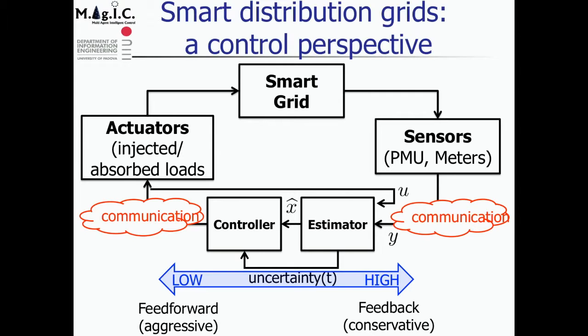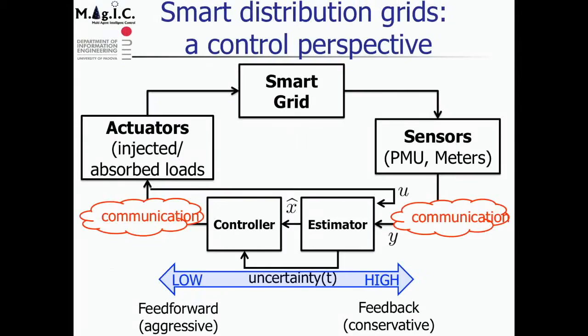So you want to design a system that, when your uncertainty is small, can use feed-forward controls, to be very aggressive and really go after performance. But when you have high uncertainty, then you need to be very careful, back up, and use feedback to be more conservative and look at stability rather than performance.